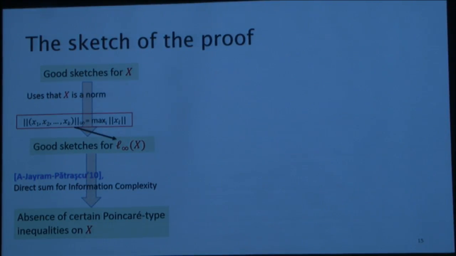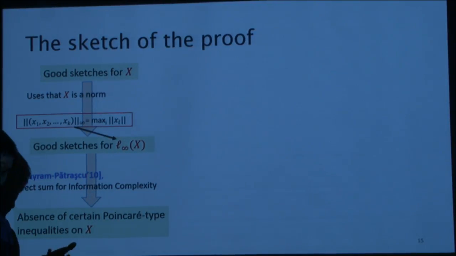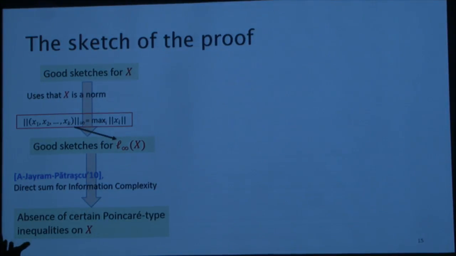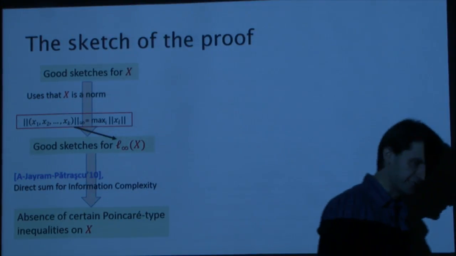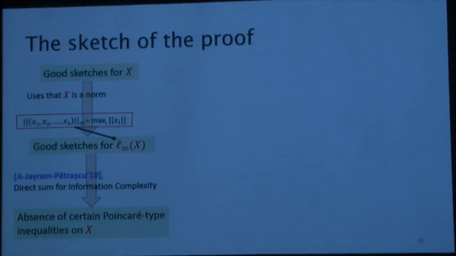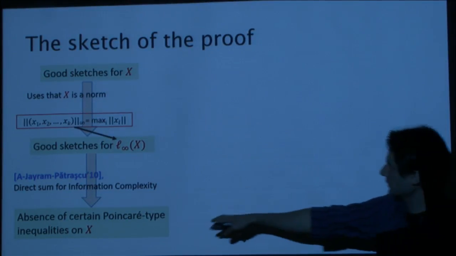The main reason we switched to this is because we can use a theorem that we proved a while ago with Jerem and Patrashko, which is a direct sum for information complexity, and uses BGKS underlying. What it proved is a contrapositive: that no good sketches implies the absence of certain Poincaré type inequalities, which I'll talk about a little bit later. Poincaré type inequalities are usually used to prove non-embeddability into LP spaces, for example. And oftentimes they characterize embeddability: an embedding exists if and only if there is no Poincaré type inequality. So there is a certain kind of Poincaré type inequality that characterizes this.